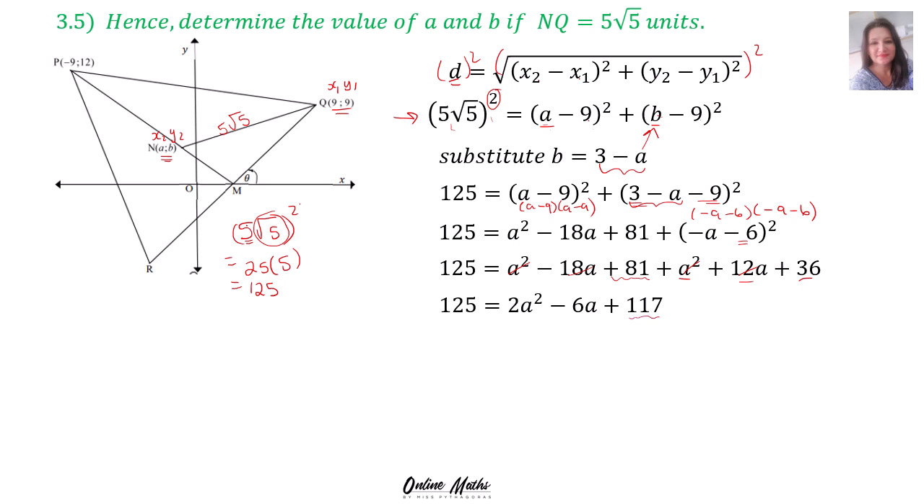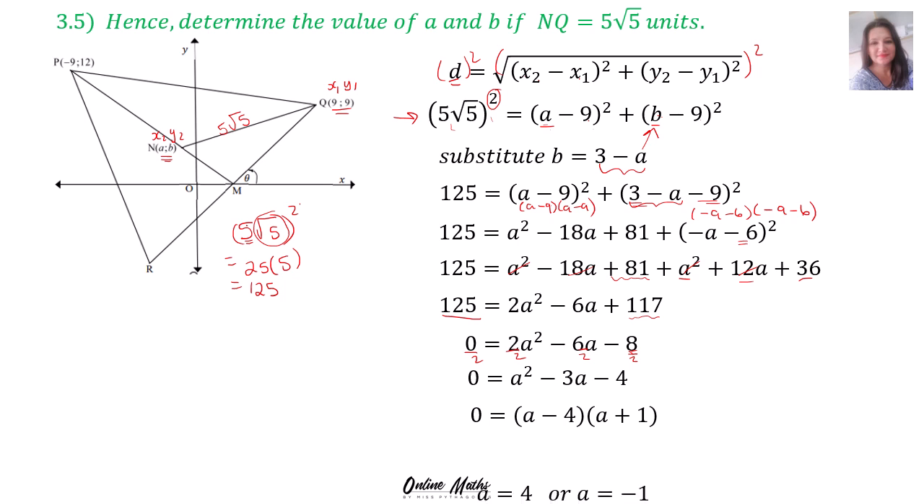So now we want to factorize, but we can only factorize when it's equal to 0. So the 125 will walk across, subtract 125 plus 117, you end with 8. And then you can use the quadratic formula to factorize, but I would rather just divide by 2 right through and end with 0 is A squared minus 3A minus 4. Who needs the quadratic formula to do that? And then we factorize: A minus 4, A plus 1, and then A is equal to 4 or A is equal to negative 1.